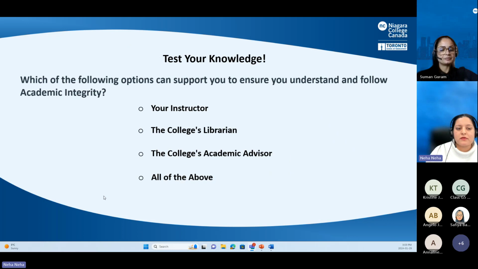So my next question is, which of the following options can support you to ensure you understand and follow academic integrity? So the options are your instructor, the college librarian, the college academic advisor, and all of the above. Yes, it's all of the above. We are all here to help you and make sure that you understand the academic integrity.